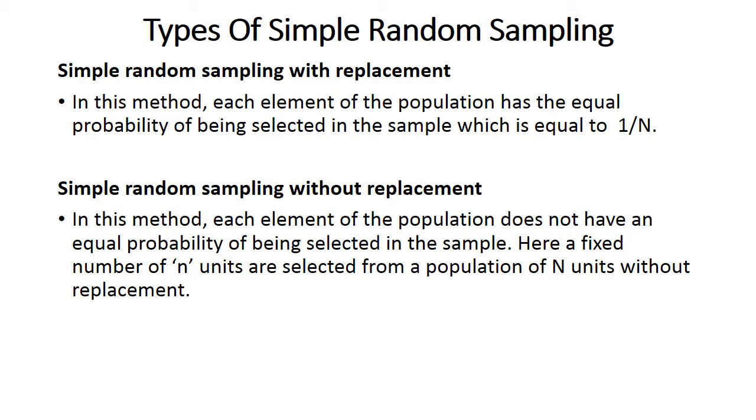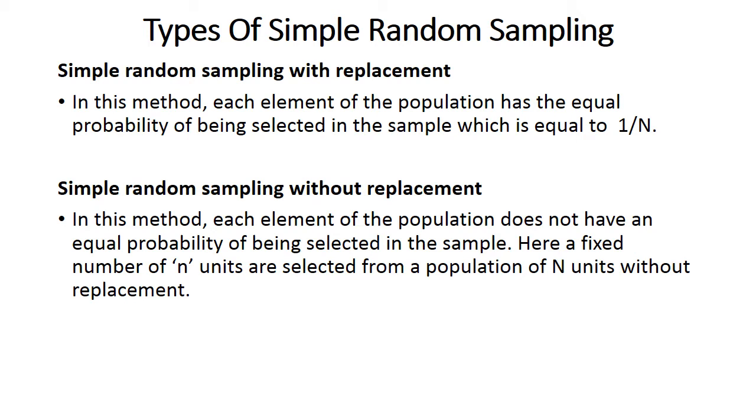It is of two types: simple random sampling with replacement and simple random sampling without replacement. These two are self-explanatory. In the first case, each element of the population has equal probability of being selected in the sample, which is equal to 1/n, where n is your sample size.